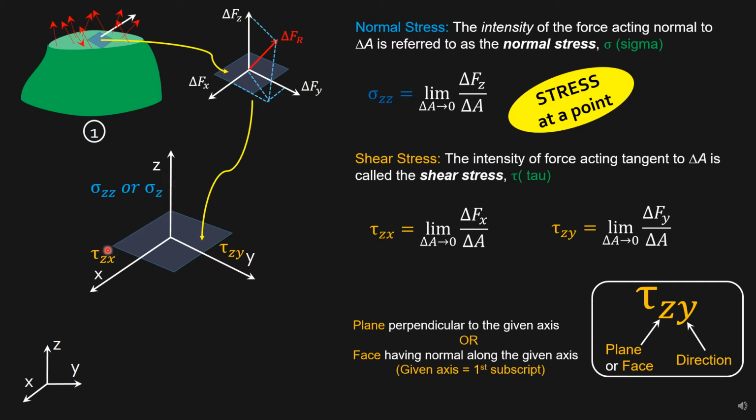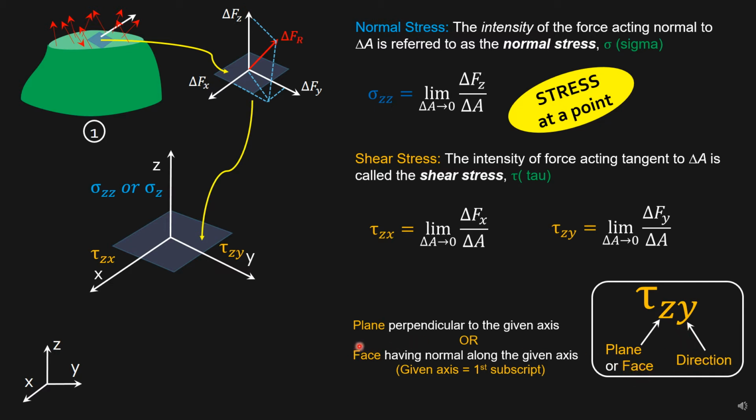Now on this considered area, I can have three axes. Two are parallel to this area, one is perpendicular to this area. So on the perpendicular side, I have normal stress, which is represented by sigma. On the parallel side, I have shear stress, which is represented by tau. So there is a nomenclature that the stress has two subscripts. The first represents the plane or face, the second represents the direction.